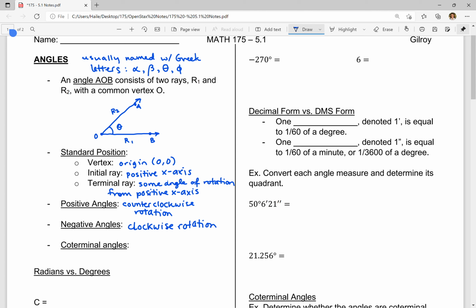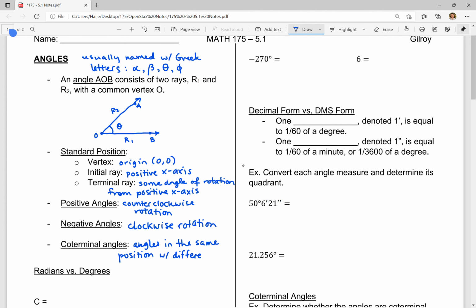And then finally, we have a special type of angle that we call a coterminal angle. Coterminal angles are basically angles that are in the same position, but they have different names. So that's how we're going to define coterminal angles, and we'll do some examples a little later. So we'll say angles in the same position with different names.